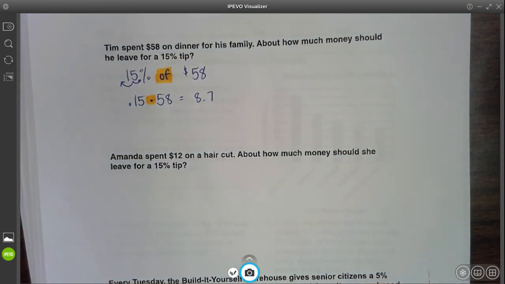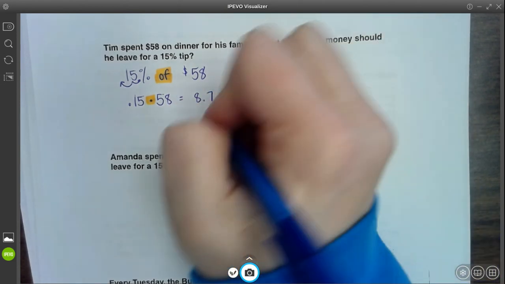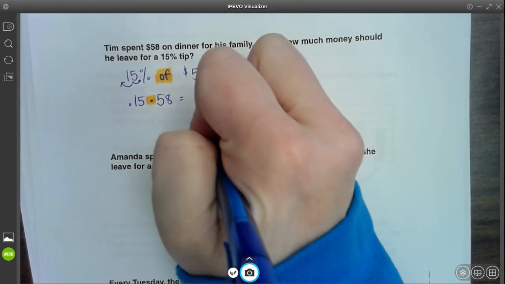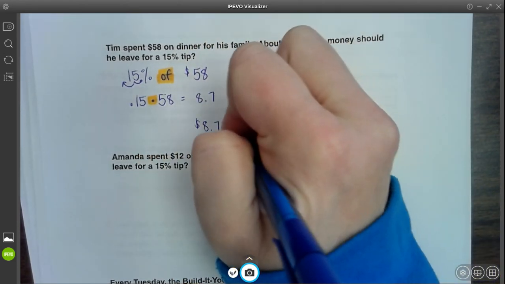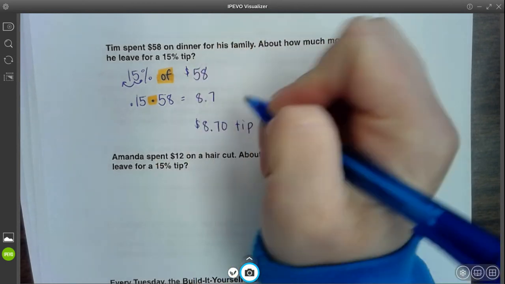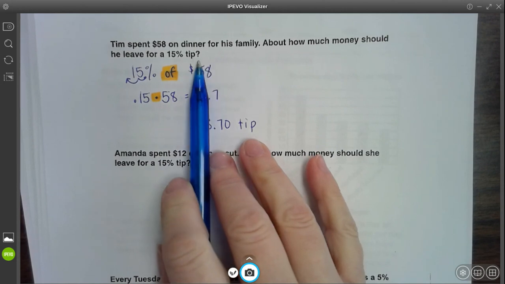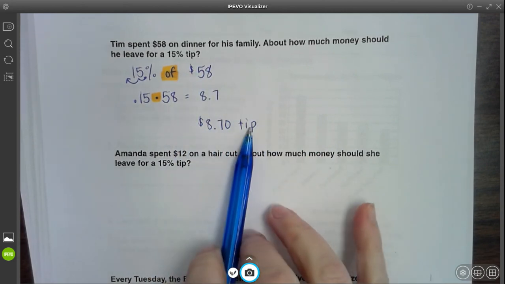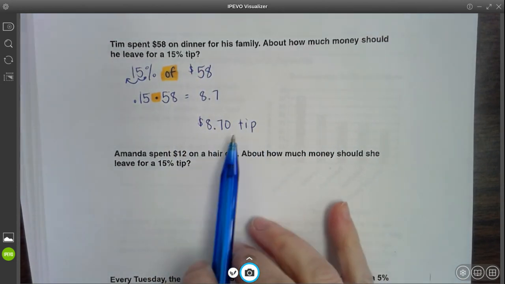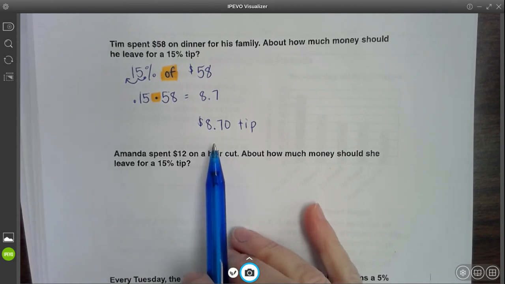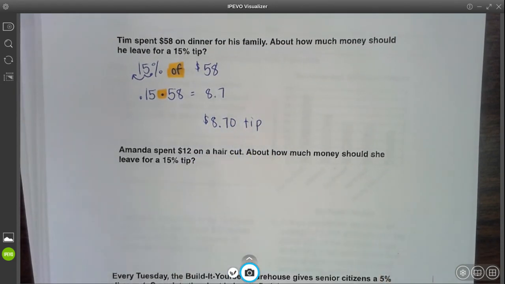Okay, so if I were to write that in dollars and cents, that's going to be $8.70 for the tip. Now go back and see what the question was asking. It says, how much should he leave for the tip? So this is the tip amount. If they would have asked us how much money he should leave total with dinner and tip, you would have to add them together. But this time it was only asking for the tip amount.